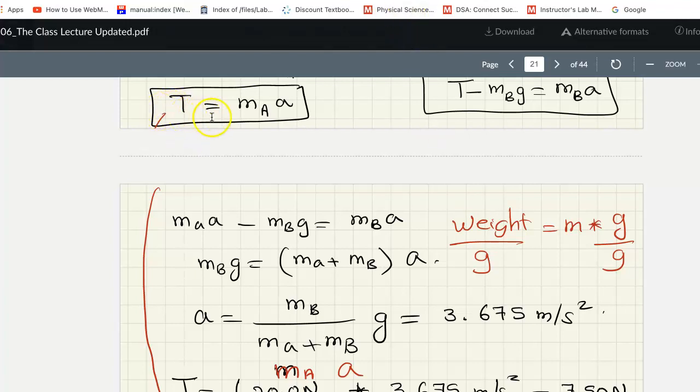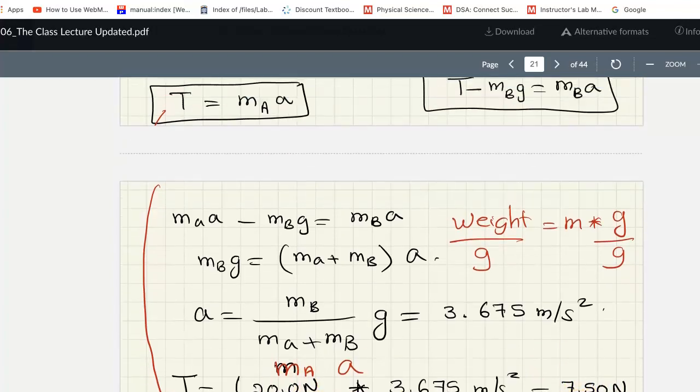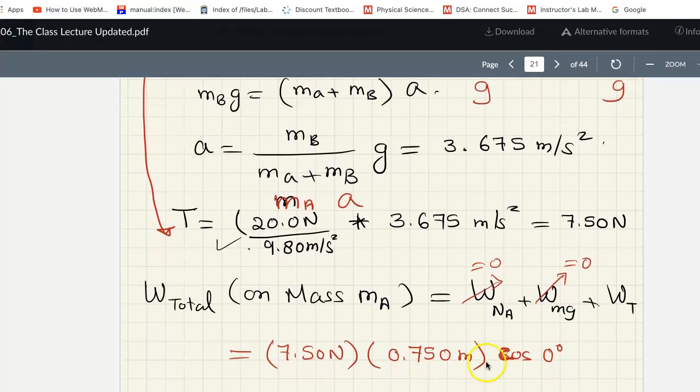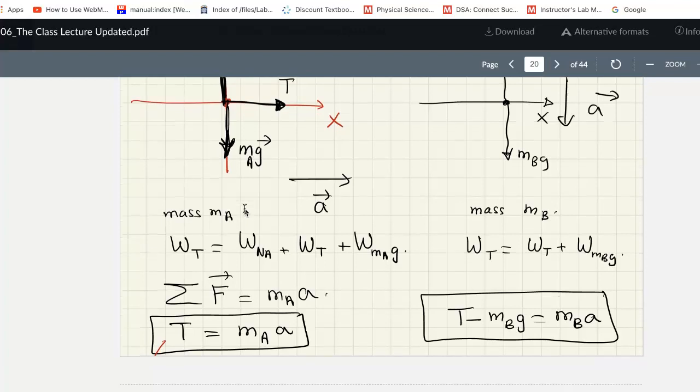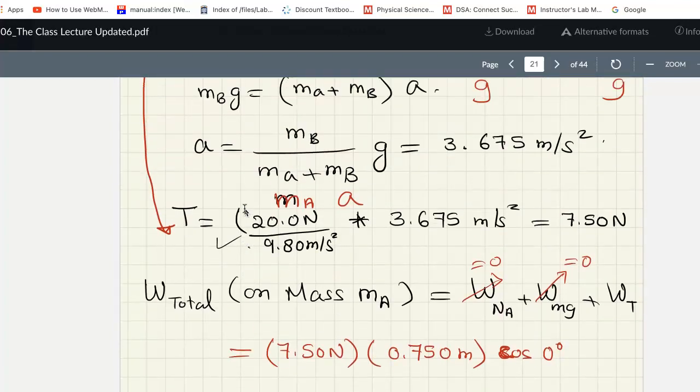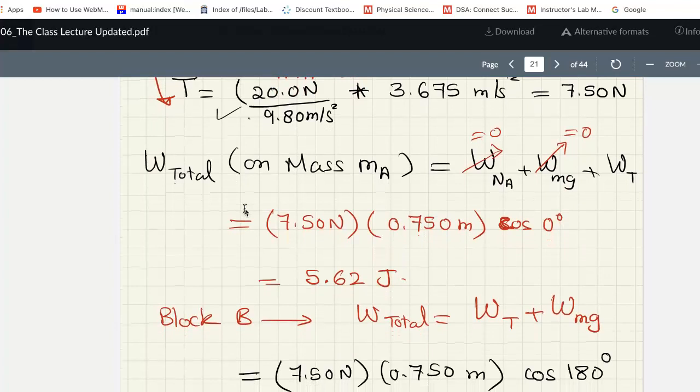Therefore, I can use that equation here to calculate the tension force. Here I divided by 9.8 because the weight was given and I need the mass. Now the work total on mass m_A is going to be the work done by N_A plus the work done by m g plus the work done by the tension. If you look here, you're going to find that the displacement is to the right, and I have 90 degrees between the normal and the direction of the motion. Also, the weight is at 90 degrees, and therefore both are not going to contribute to the work done. Then the work done is only the one with tension, and it's going to be 7.5 times 0.75 cosine 0, and that is the work done, which is 5.62 joules.